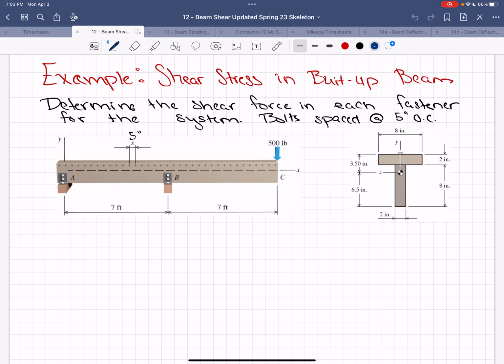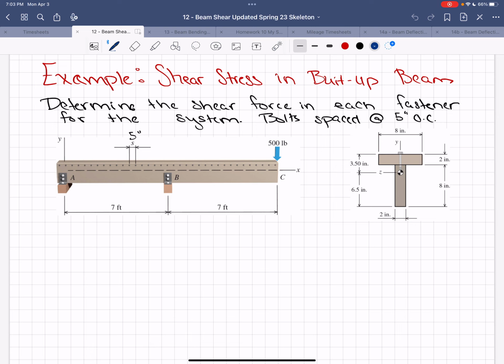All right, so here's an example of shear flow and the shear stress in a built-up beam. We have this beam here, A, B, C, and we're supposed to determine the shear force in each fastener for the system, and the bolts are spaced at 5 inches on center.